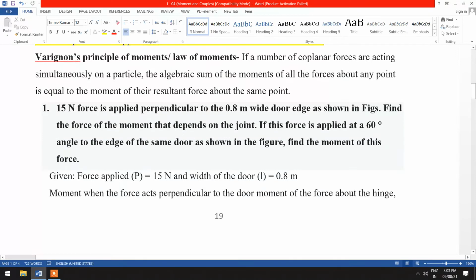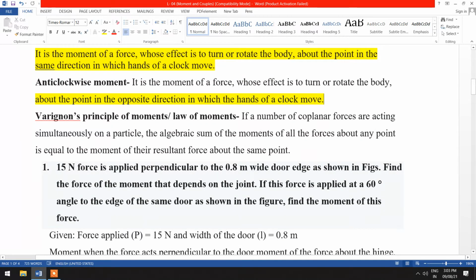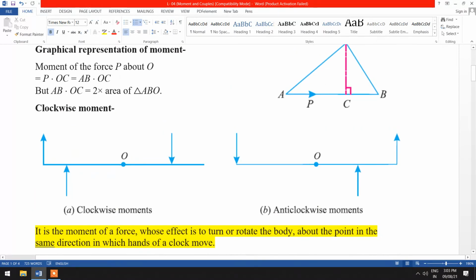Okay. Now what about Varignon's principle of moments, which is also known as the law of moments? If a number of coplanar forces are acting simultaneously on a particle, the algebraic sum of the moments of all the forces about any point is equal to the moment of their resultant force about the same point. So we can say that if a number of coplanar forces are acting simultaneously on a particle, the algebraic sum of the moments of all the forces about any point is equal to the moment of their resultant force about the same point. Based on this concept, let us do some numericals.